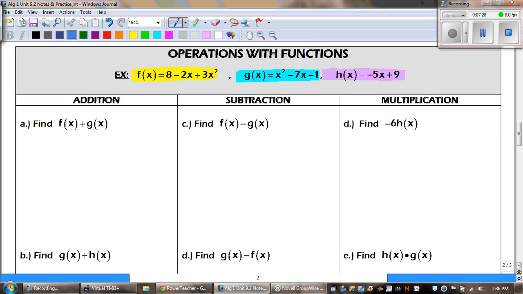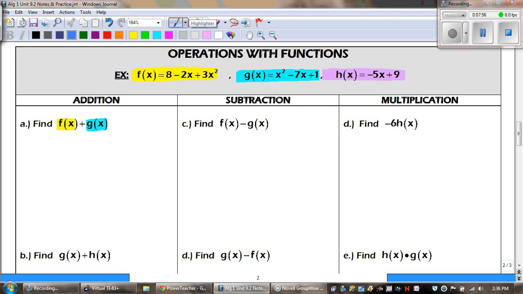So now we're doing operations with functions. The first one that we're going to talk about is addition, then we'll talk about subtraction, and then multiplication. So let's look at addition. It's saying that we have to take f of x, which is my yellow function, and add it to g of x, which is my blue function.